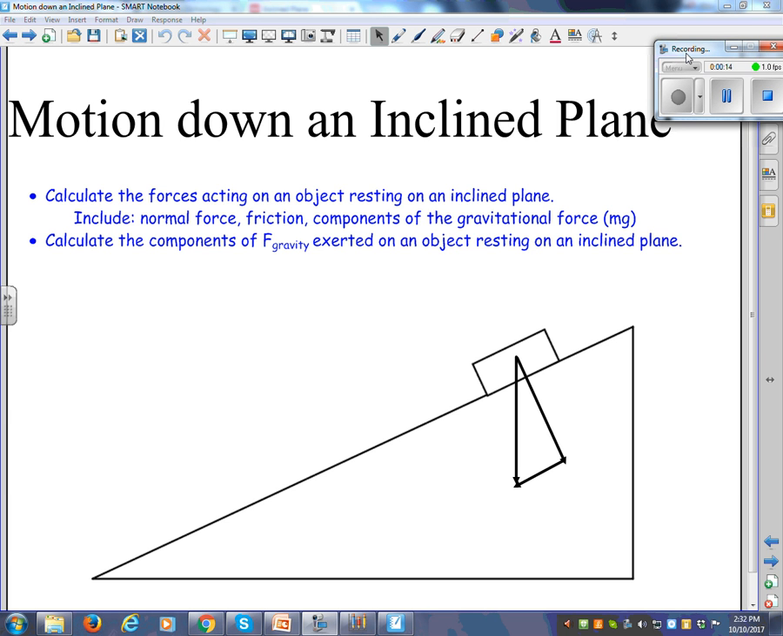I'm going to talk about motion down an inclined plane. You will today calculate the forces acting on an object resting on an inclined plane. This will include the normal force, friction force, components of the gravitational force, and we will calculate the components of F gravity exerted on an object resting on an inclined plane. In other words, I'll tell you everything you need to know about inclined planes. It's your fancy words for ramps, right?